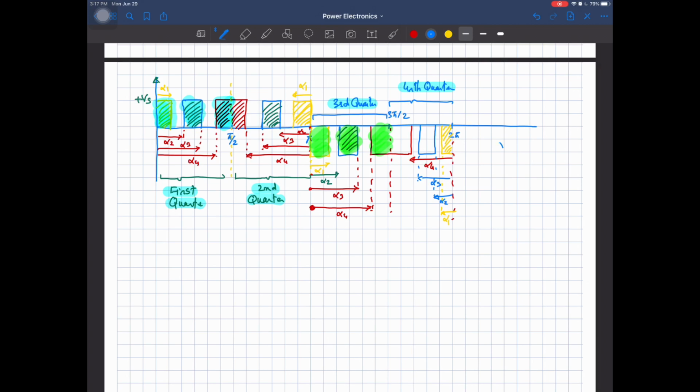Okay, so A naught in this case is equal to 0, A n in this case will be equal to 0, only B n will be evaluated. So let's write down the expression for B n.